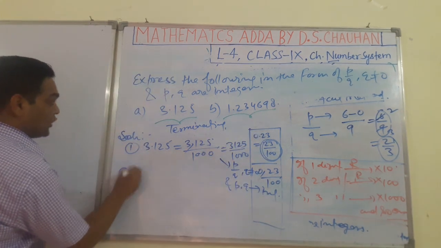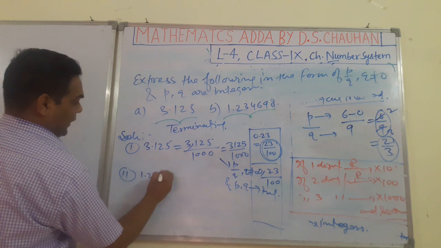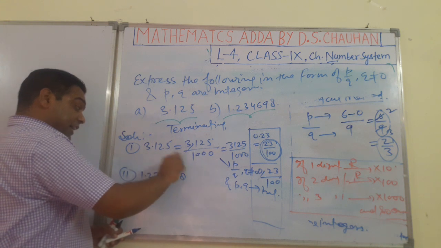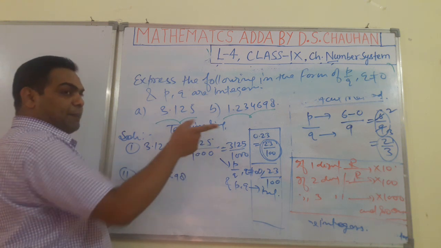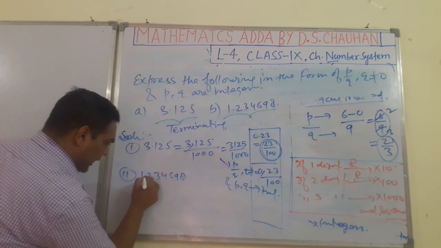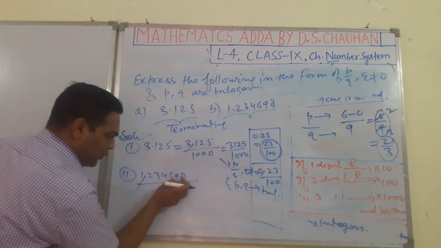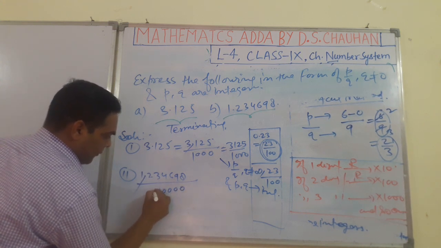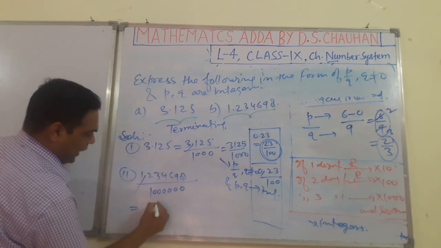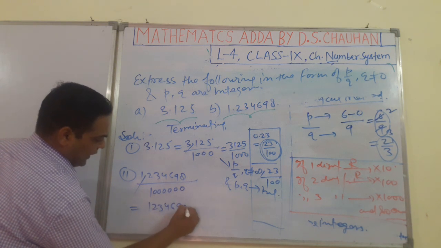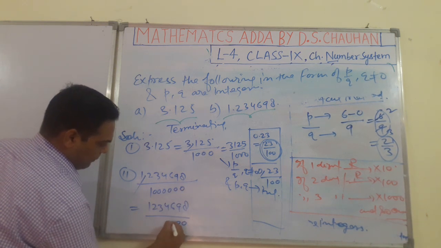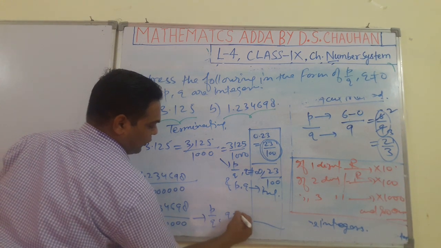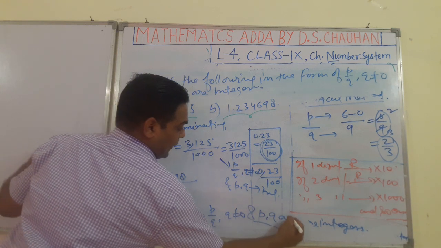Well, to the next one, students, 1.23469. Here it has terminated after 6 steps of decimal. So as we cut this decimal, how many zeros do we extend? 1, 2, 3, 4, 5, 6 with 1. So in this way, what do you have? 1234698 upon this number, which is of the form p by q, where q is not equal to 0 and p, q are integers.